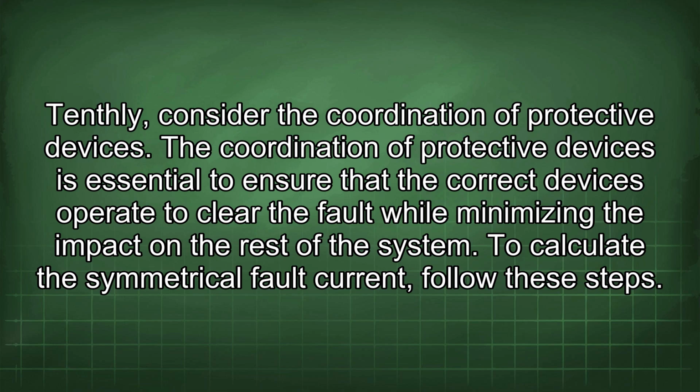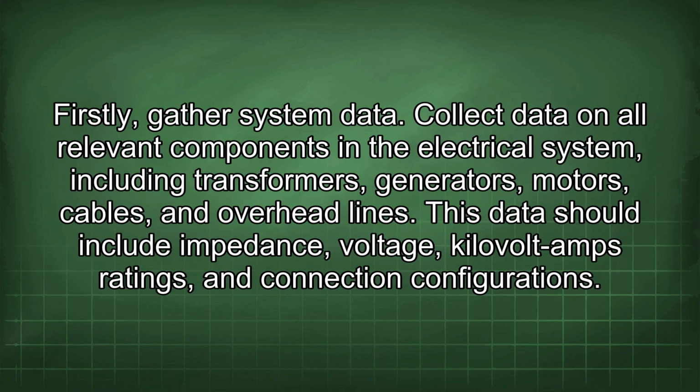To calculate the symmetrical fault current, follow these steps. Firstly, gather system data. Collect data on all relevant components in the electrical system, including transformers, generators, motors, cables, and overhead lines. This data should include impedance, voltage, kilovolt amps ratings, and connection configurations.